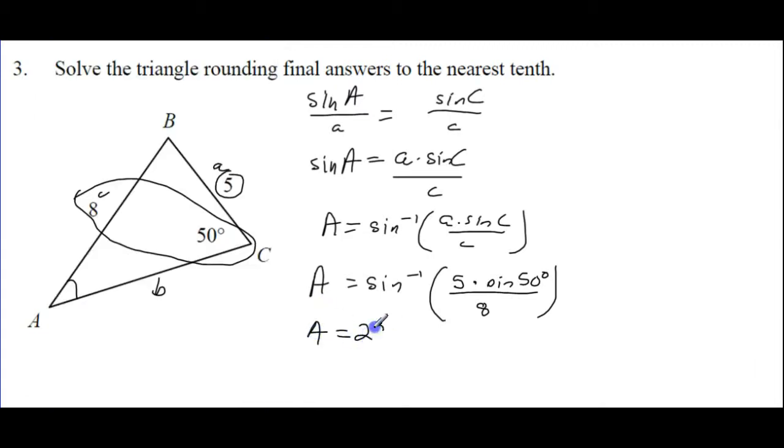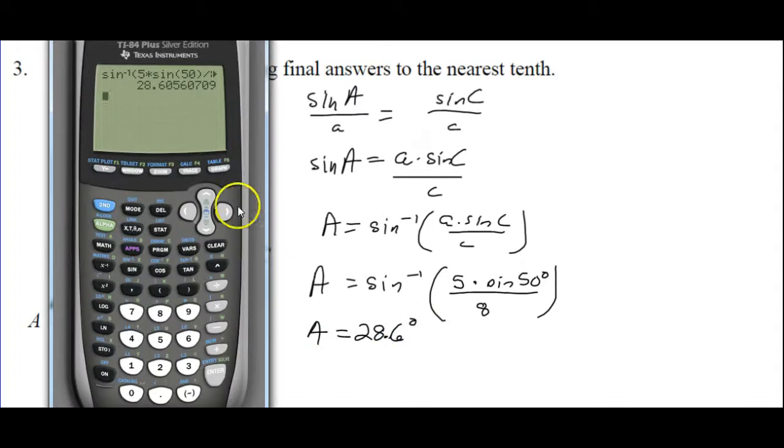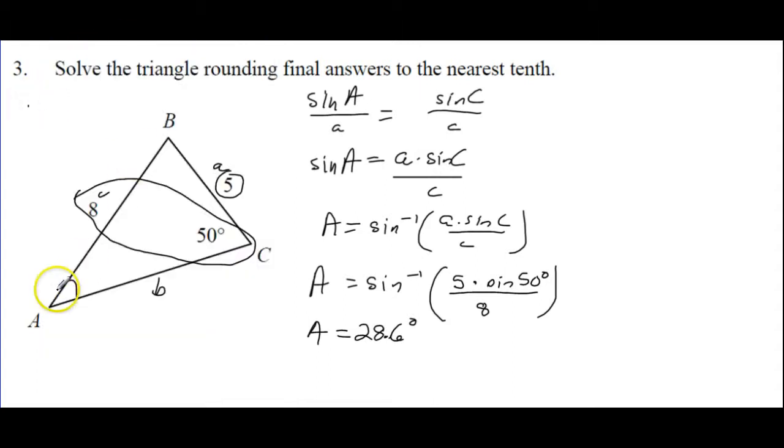A is equal to 28.6 degrees. Now here's what might happen. Let's say you don't do the sine inverse thing, you just do this. So you just go, okay, I got 5 times sine 50, close bracket, divided by 8. What you're going to get is 0.4787, and you should recognize that this angle is unlikely to be 0.47 degrees, right?